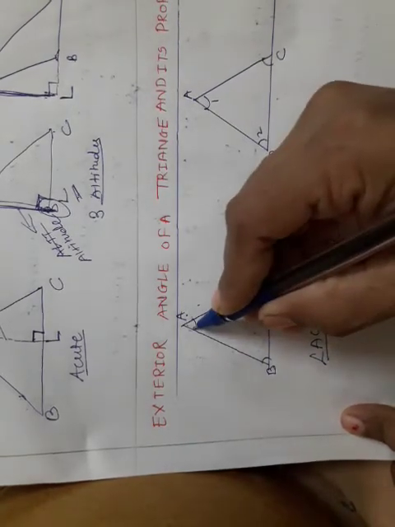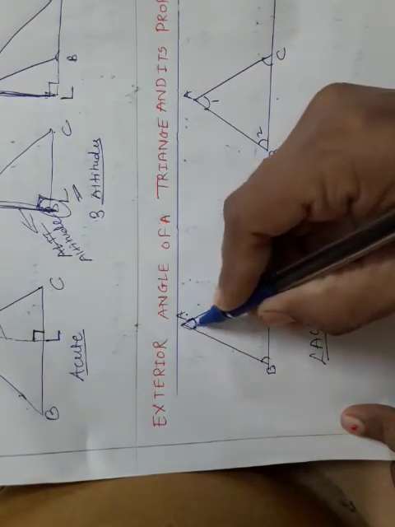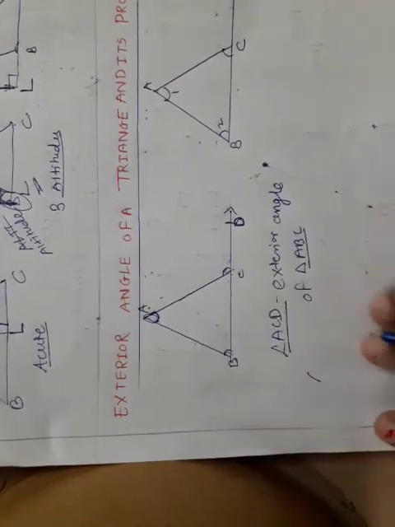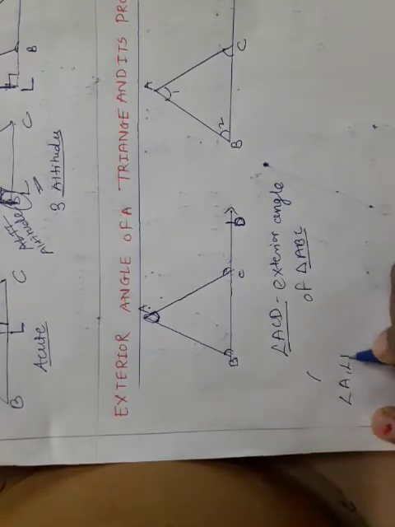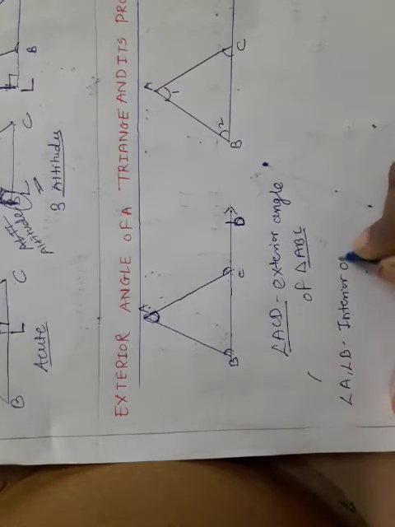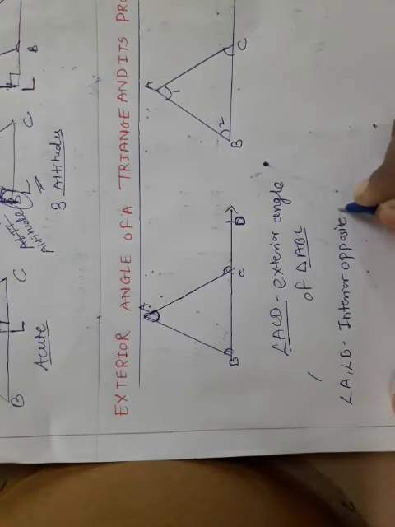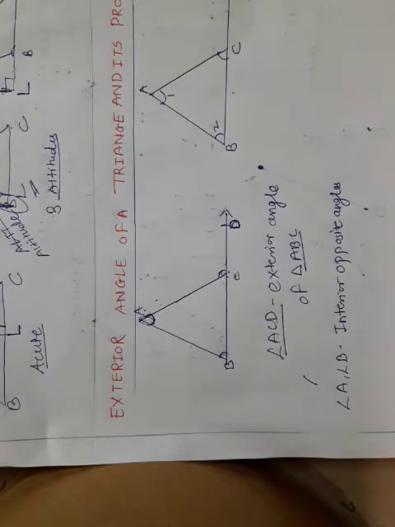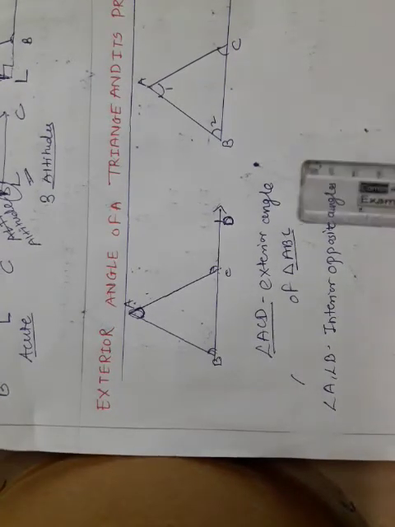And the remaining two angles, the remaining two means what? This angle A and angle B. These remaining two angles are known as what? Interior opposite angles. Okay, now we have to see the exterior angle property. Now see this figure.